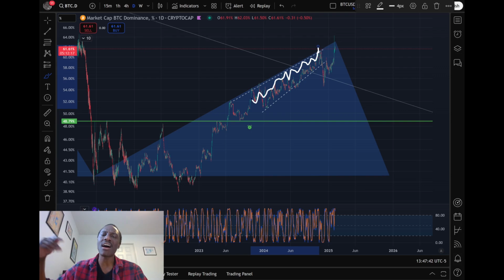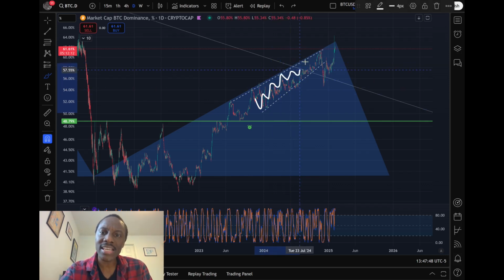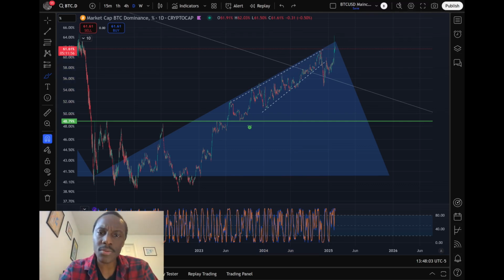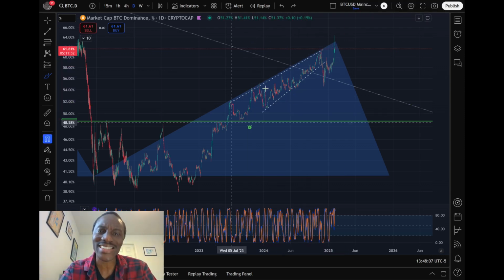So the end of an impulse, when it chops up like this and typically forms a kind of knife, triangular pattern, that's what we call an ending diagonal in Elliott wave analysis. And this particular ending diagonal looks like it's extended. It's part of an extended wave 5.